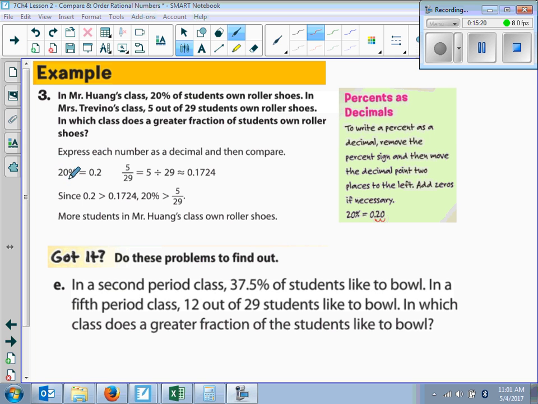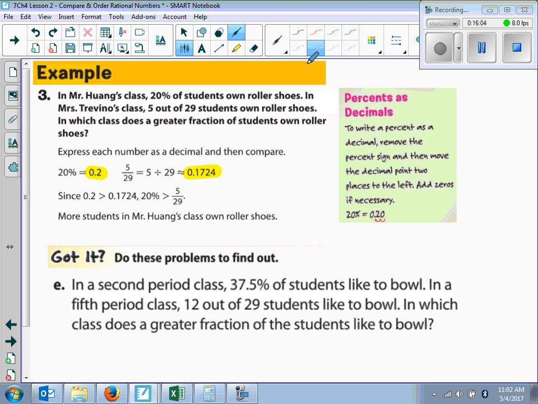So 20% is going to be 0.2, right? And then over here, to change 5/29ths, we already learned this yesterday, we're going to take the numerator and divide by the denominator. So we have 5 divided by 29, that's going to give me 0.1724. Now we can compare. We've got 0.2 and we've got 0.1724 approximately. But those are not apples and apples yet. Those are tenths and those are 10,000ths. Does everybody see that?